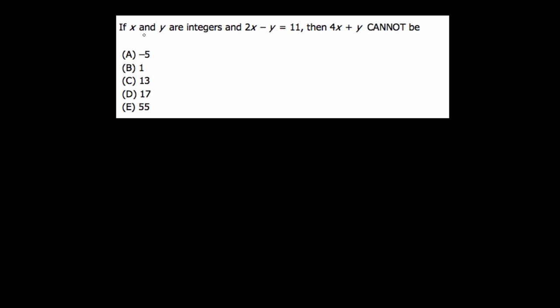Now, looking at the question we have here, we are given two hypotheses, that is two assumptions. The first assumption is that x and y are integers. The second is that x and y satisfy the equation 2 times x minus y equals 11. Based on these two assumptions, we are told that 4x plus y cannot be which of these?